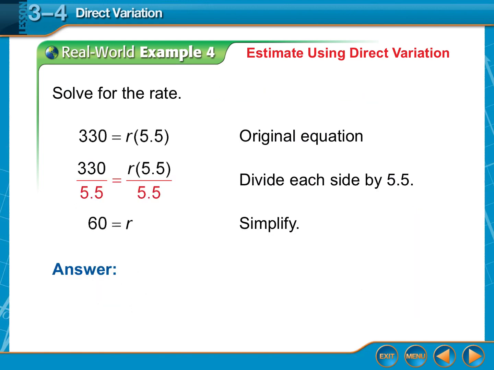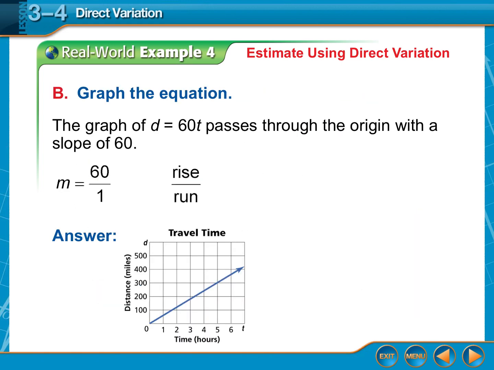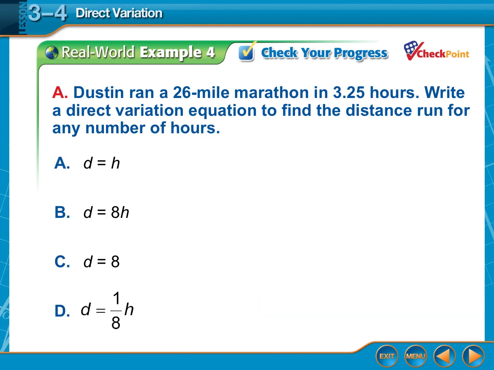Okay. So, distance equals rate times time. Let's look at this one here. Can you see how that looks similar to y equals kx? It's pretty similar, right? So the rate is similar to the constant of variation.